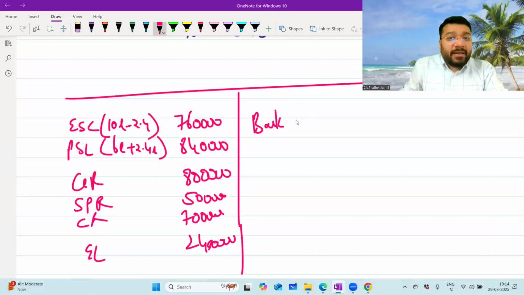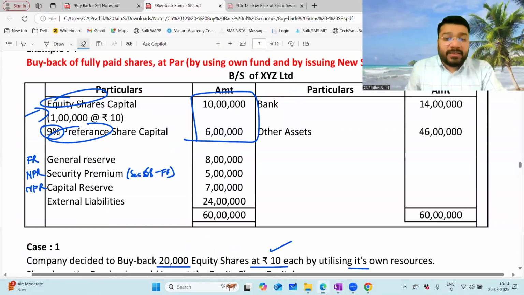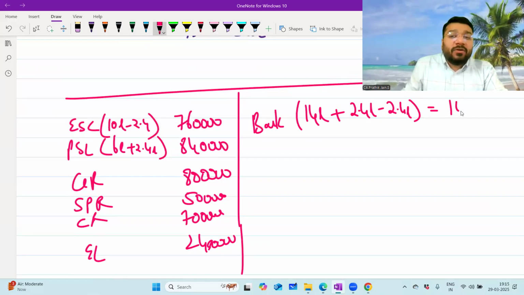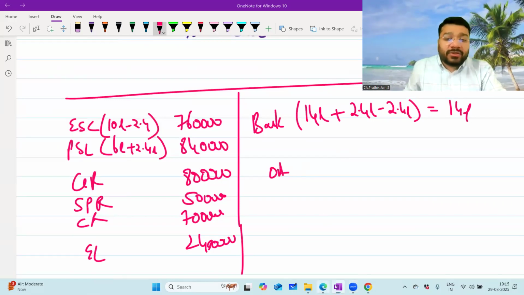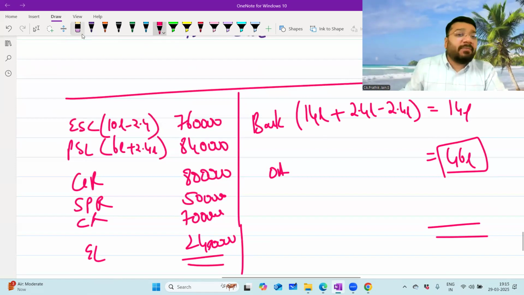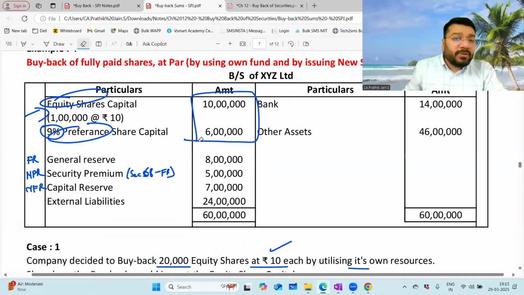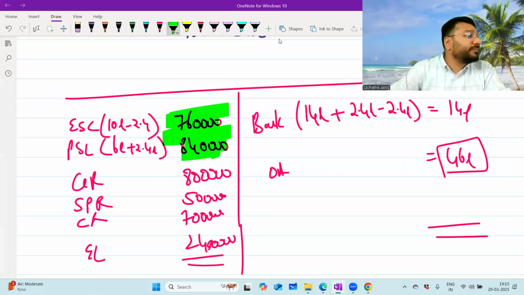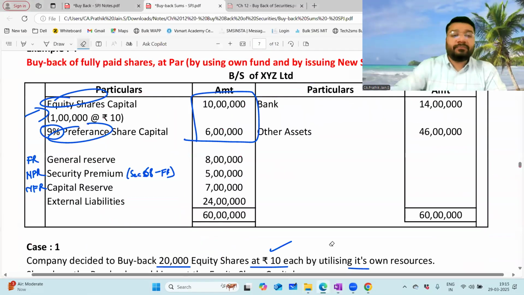Bank? Bank is same, but we have to make the adjustment. How much? 14 lakh was earlier. Plus 2.4 lakh minus 2.4 lakh. How much? 14 lakh. Other asset how much? 46 lakhs. Now, what does section 68 say? The capital base before and after should be same. How much was it before? 16 lakh. How much is it now? 16 lakh. Add these both, it becomes 16 lakhs. Any difficulty? No, sir. Online people, any difficulty in this? No, sir.